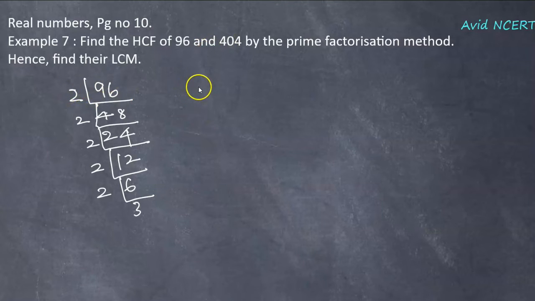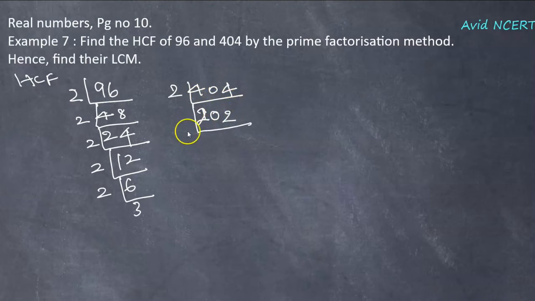And for 404, here we are finding the HCF. So for 404, 2 twos are 4, 0, again 2 twos are 4. 2 ones are 2, 0, 1 times 2. Again, this will not go in the 2 table, or in the 3 table.